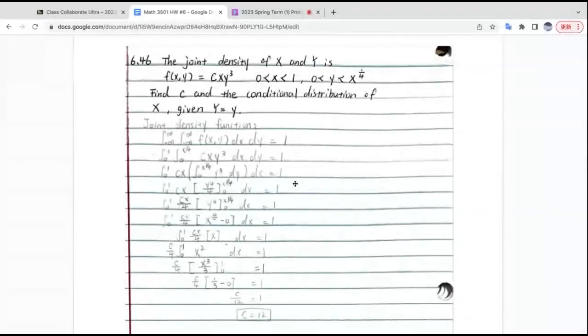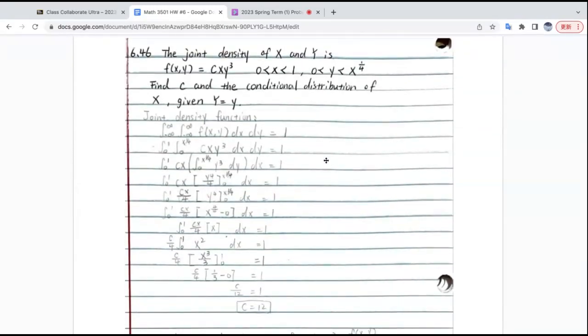Can you see my screen? Yeah. So my question is from chapter 6. It's 46. The joint density of x and y is f(x,y) equal to c x y cubed when x is greater than 0 and less than 1, and y is greater than 0 and less than x to the power of 1 over 4. Find C and the conditional distribution of x given y equal to y.